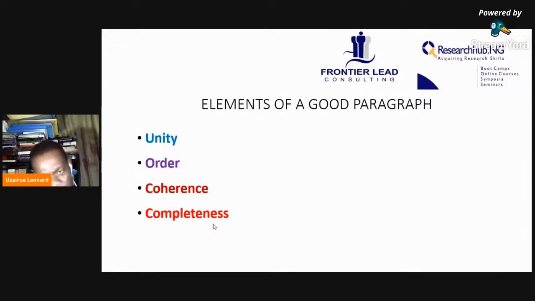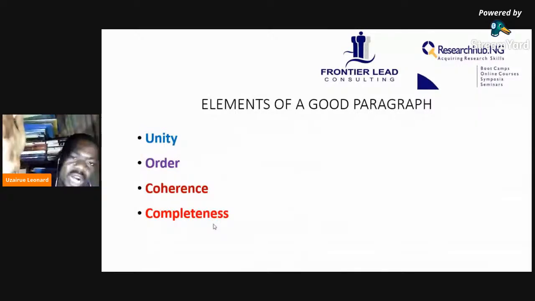Then we just talked about the elements of a good paragraph. There must be unity, there must be order and coherence, then completeness. You see some paragraphs are not always complete. You see a topic sentence, supporting sentences, but there is no conclusion. So there should be unity. Just like I said, your supporting sentences should be speaking to the main aim, and the conclusion should be your own idea or conclusion on that particular idea you are trying to present. This is the idea, these are the supports, then this is your own concluding statement.